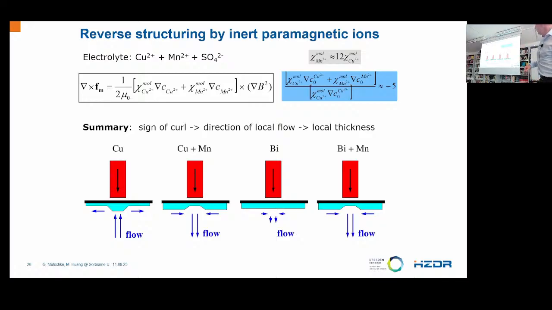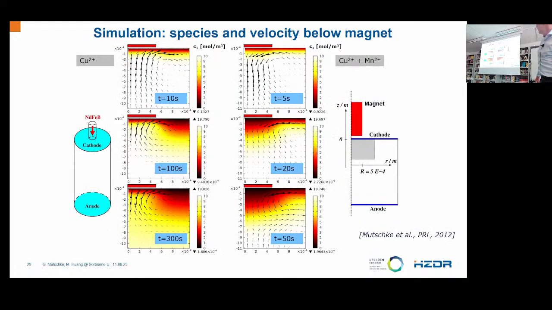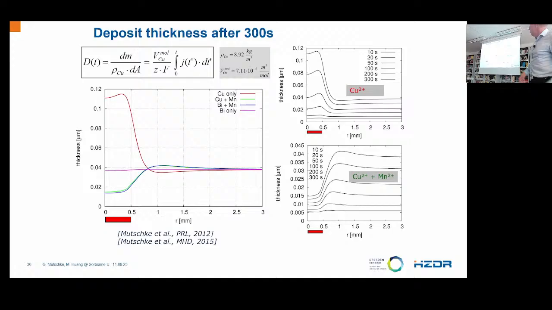The same holds true for the bismuth case, and here we did simulations in order to prove that our reasoning really holds true. And indeed, you see the flow towards the magnetic element on the copper side and away from it in case of the combined electrolyte. If you integrate the electrical current density over time, you come to the thickness of the deposited layer. So this is the copper enhancement, this is the bismuth, and this is the inverse plating for the 2 cases where the manganese ions were added.